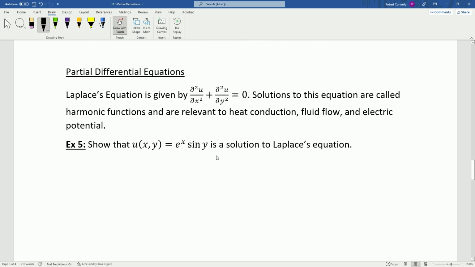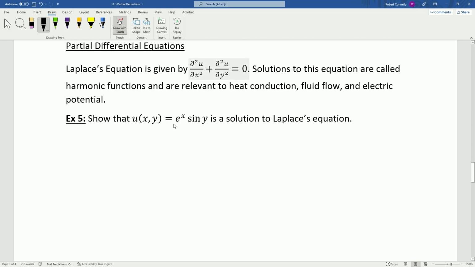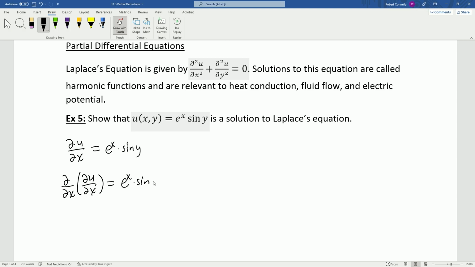So let's just take a look here, and we'll show that this function, e to the x times sine of y, is a solution to Laplace's differential equation. So first we'll take the partial derivative of u with respect to x. And that's simple. e to the x, its derivative is e to the x, and sine of y we treat as a constant. And so if I take the derivative again, so this is my second derivative with respect to x, I'm just going to get e to the x times sine of y again.